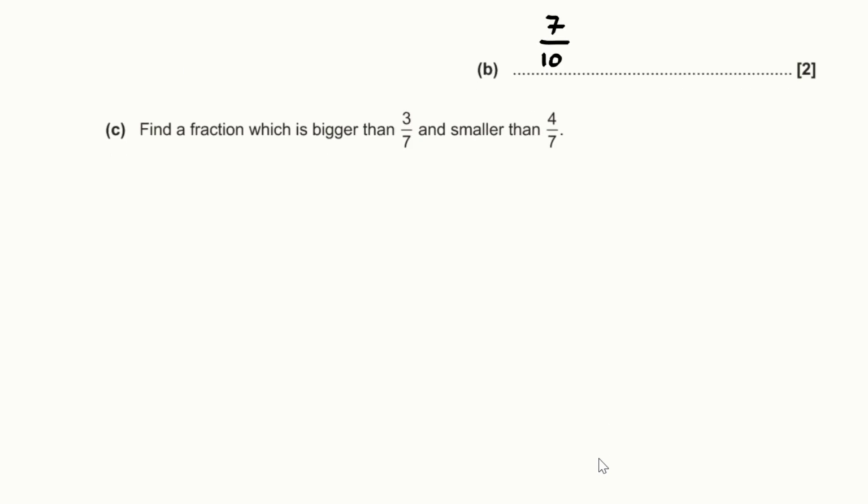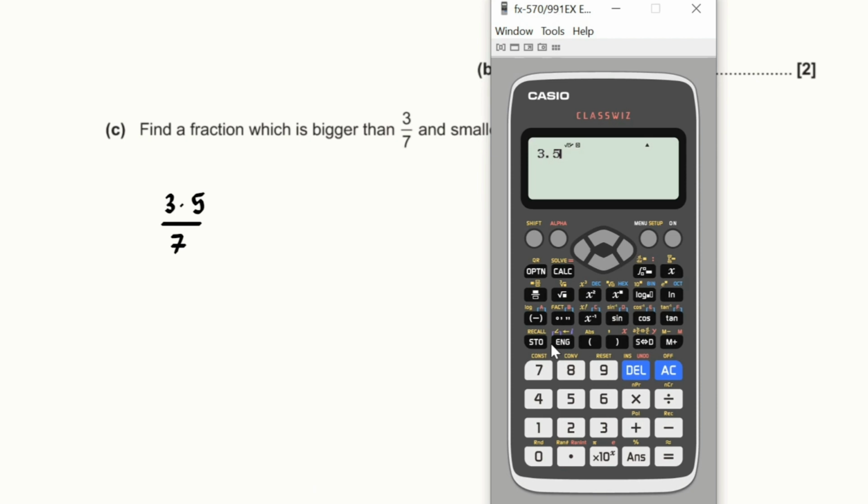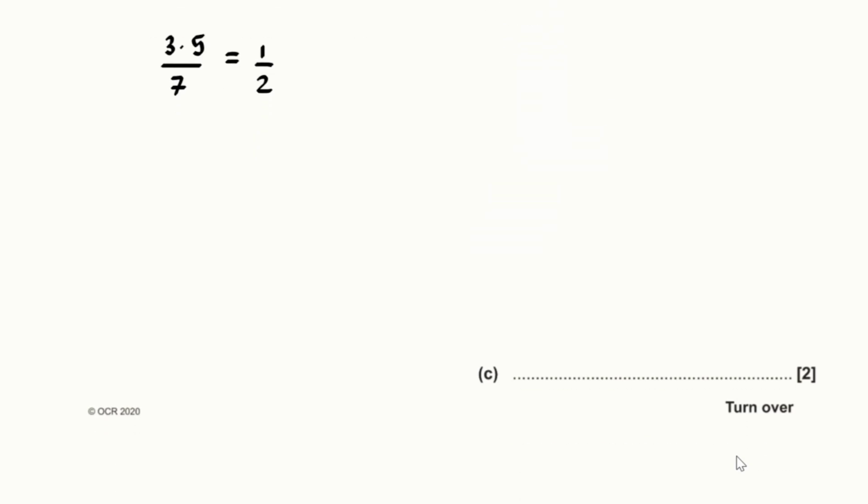And now for part C, we have to find a fraction which is bigger than 3/7 and smaller than 4/7. Well, what we could do over here is have, say, 3.5/7. It's bigger than 3/7 but smaller than 4/7. Now 3.5 divided by 7, that's 1/2. So one fraction which we could have is 1/2. So we write down 1/2.